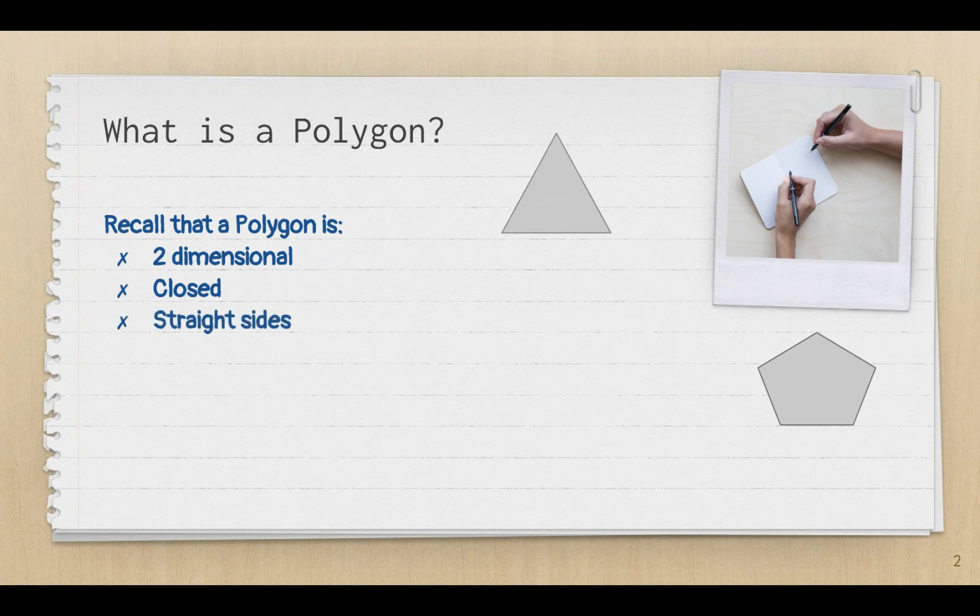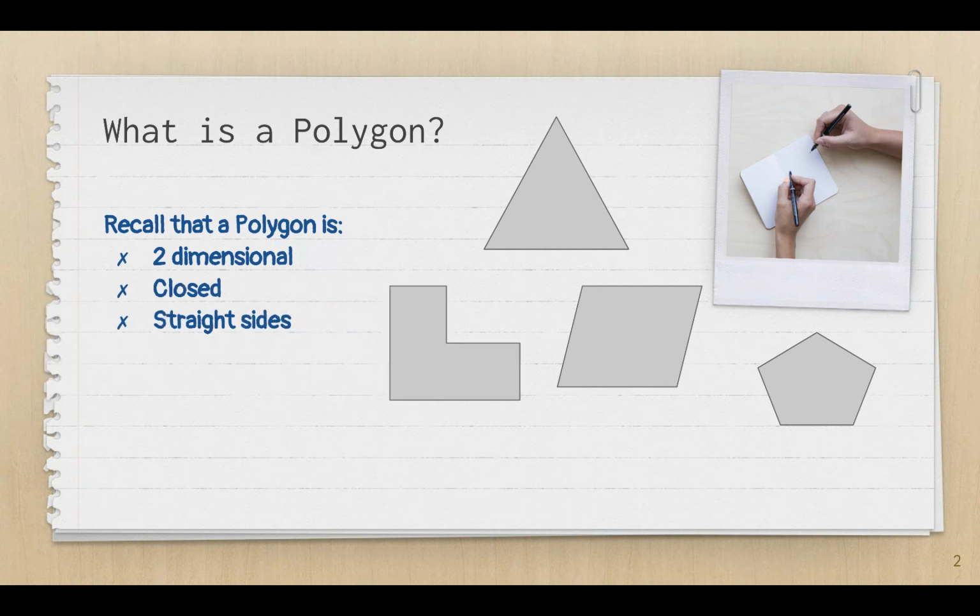So for example, we have this beautiful triangle, and yes, it is a polygon. It's two-dimensional, it's closed, and it's made up of straight sides. Here's a quadrilateral that is also a polygon. Here's another shape that's a polygon. And this shape that's been sitting quietly over here, that is also a polygon. So what are some two-dimensional shapes that are not polygons? What are the ones that break one or more of those rules?